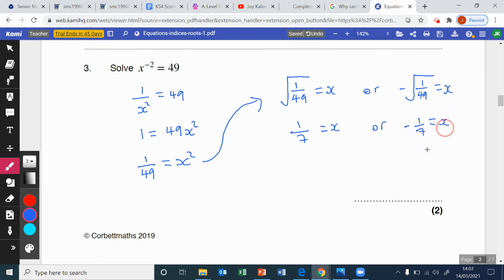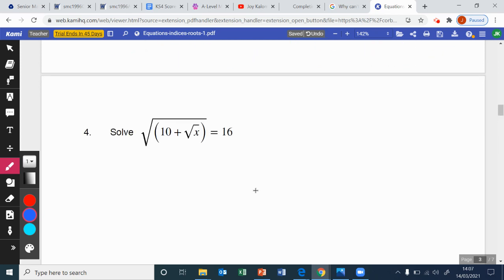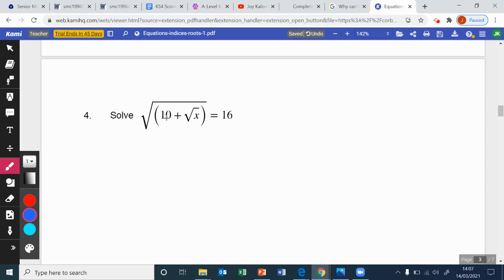Okay, so we've got two answers there. These are our two answers. x is either equal to 1/7 or minus a seventh. Okay, let's do one more. So here we've got a square root and there's more stuff. It looks complex, but it's not that bad.